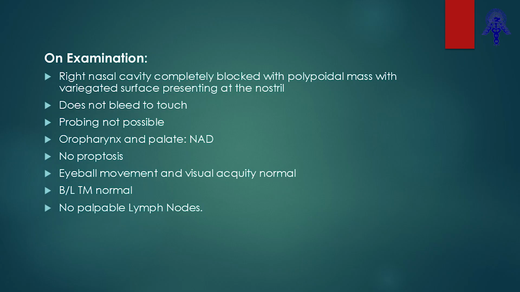It did not bleed to touch, and probing was obviously again not possible because the mass was presenting almost at the exterior of the nose. Oropharynx and palate were normal. Proptosis was not there, eyeball movements and visual acuity were normal, both TMs were normal, and there were no palpable lymph nodes.